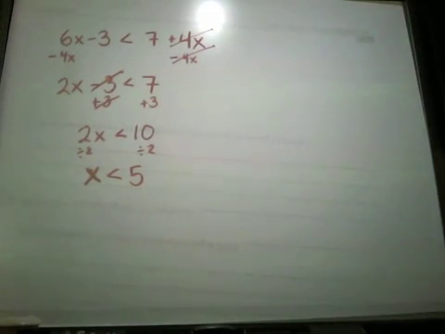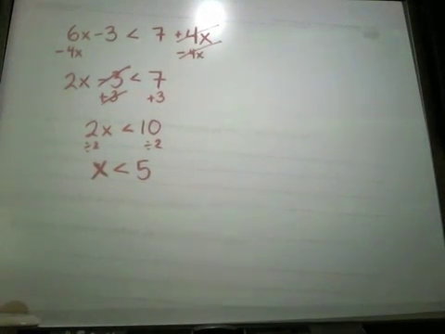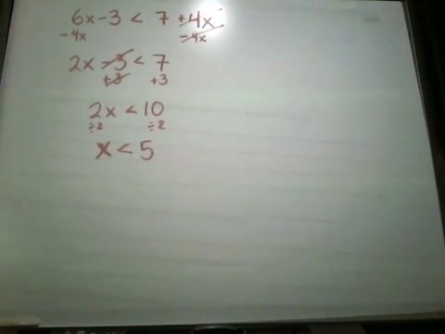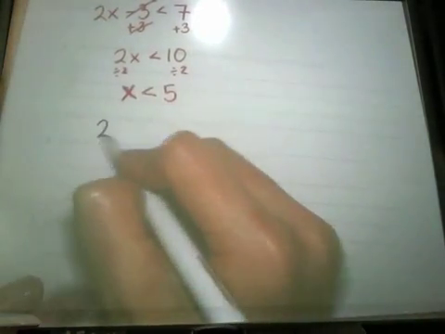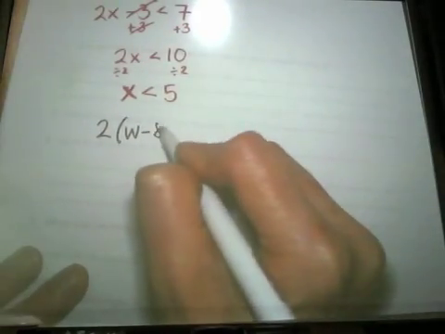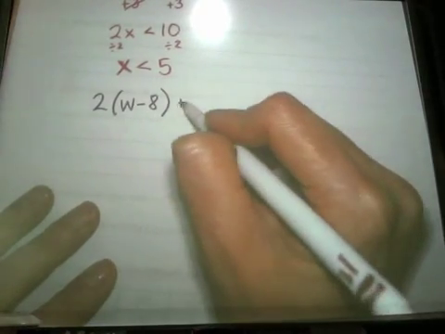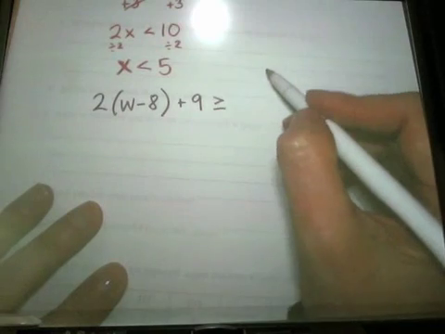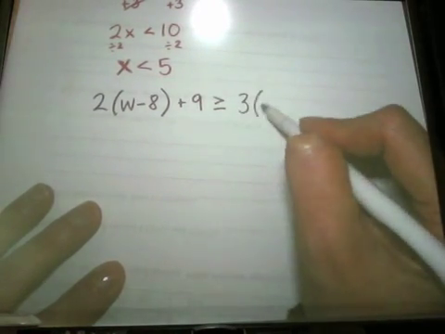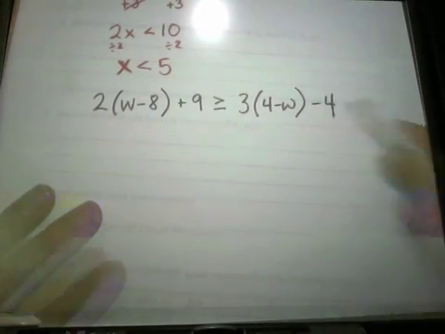So you will be graphing each of your answers. I'm going to show you one more problem, and then I'm going to show you what no solution or infinite solutions would look like. So we'll just do one more example here. Let's put a bunch of stuff together. 2 times w minus 8 in parentheses plus 9 is greater than or equal to 3 times 4 minus w in parentheses minus 4.